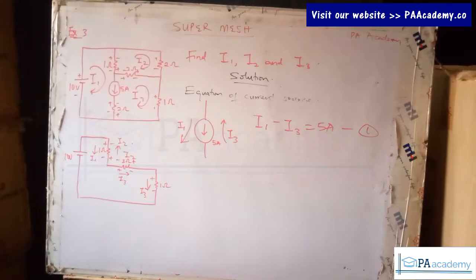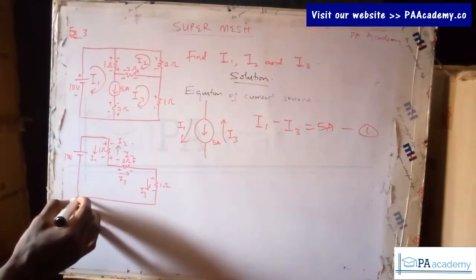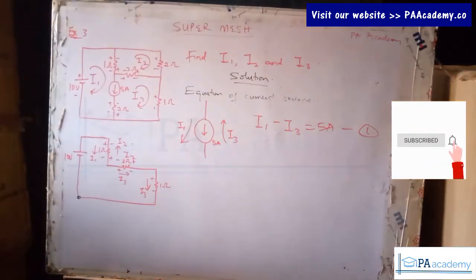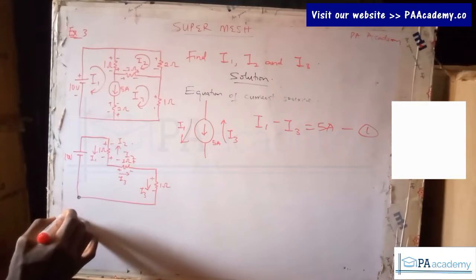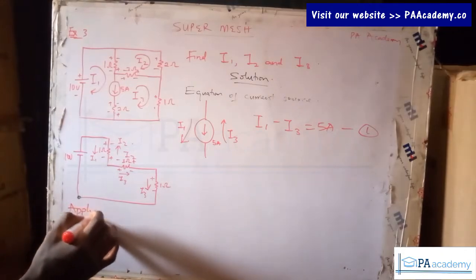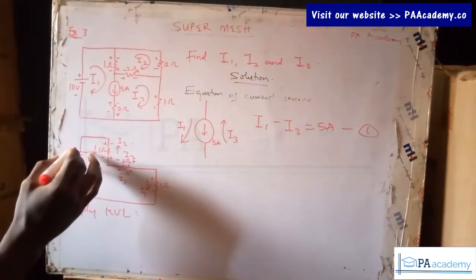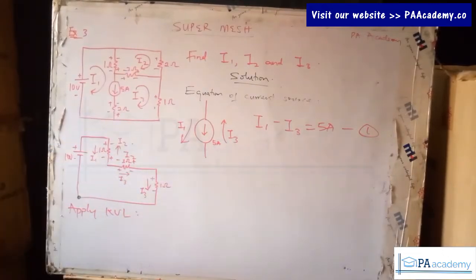Alright, so let's continue. Having done that, let's apply KVL to what we're having here. Let's just take it from these points and then we go around and come back to this. So let's apply KVL. Once we start from here, going upward, this is plus and minus, the polarity of the voltage source.